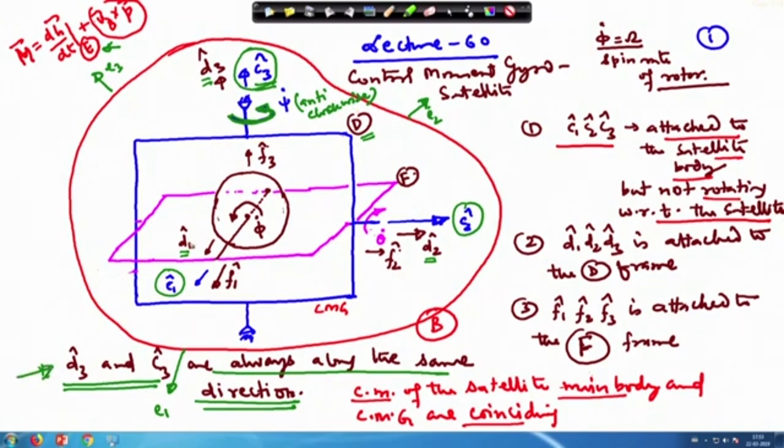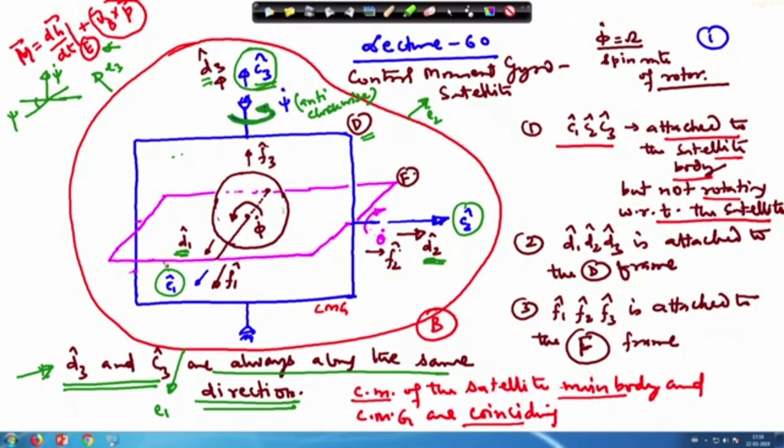This way we have defined D1, D2, D3. Your D1 and D2 will change their direction as the angle psi changes. If this frame rotates and comes to a new place, which I have shown you earlier also, this is the old place and it rotates by this angle psi. So, this you are showing as psi dot. If it comes to this place, you will see that this will change its position, and this will also change its position with respect to the satellite body.